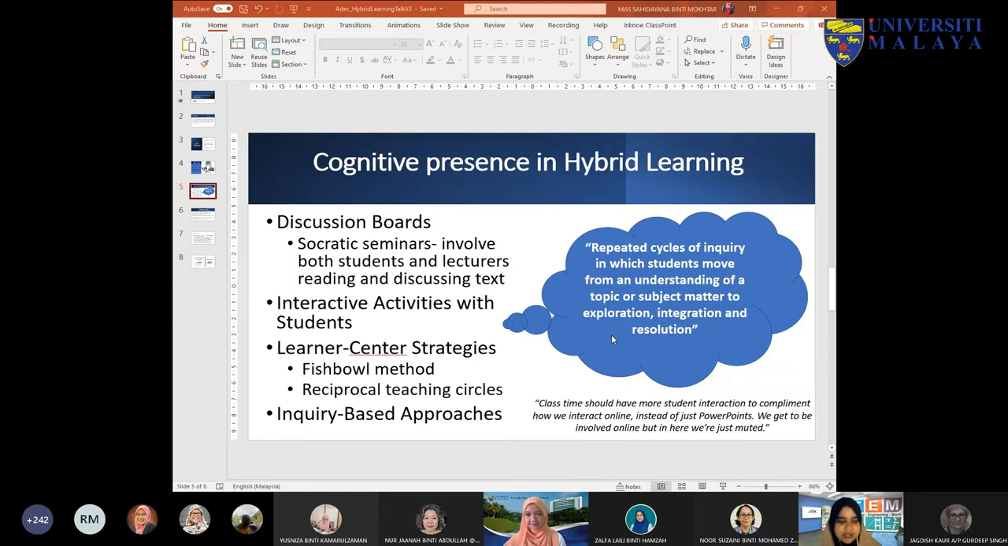The students in the physical mode feel they can do more in answering questions and are more involved in the discussion, because they feel that we are there and it's much easier for them to talk to us and convey their ideas. But when we got feedback from the online students, they did not feel that. So we need to ensure that both online and physical students are in this cognitive presence, where online students also have cycles of inquiry from what they understand of what we are teaching in class, and then explore, integrate and give their resolution.